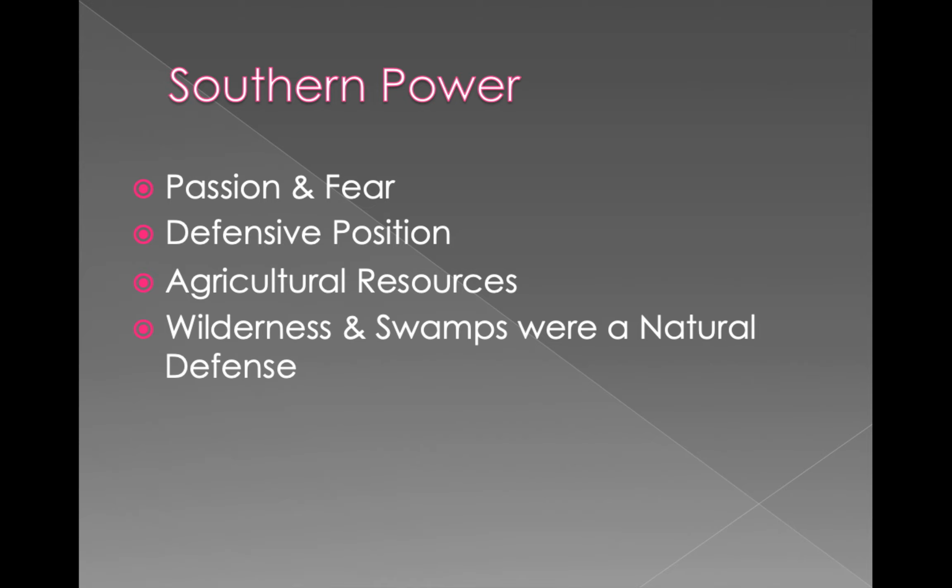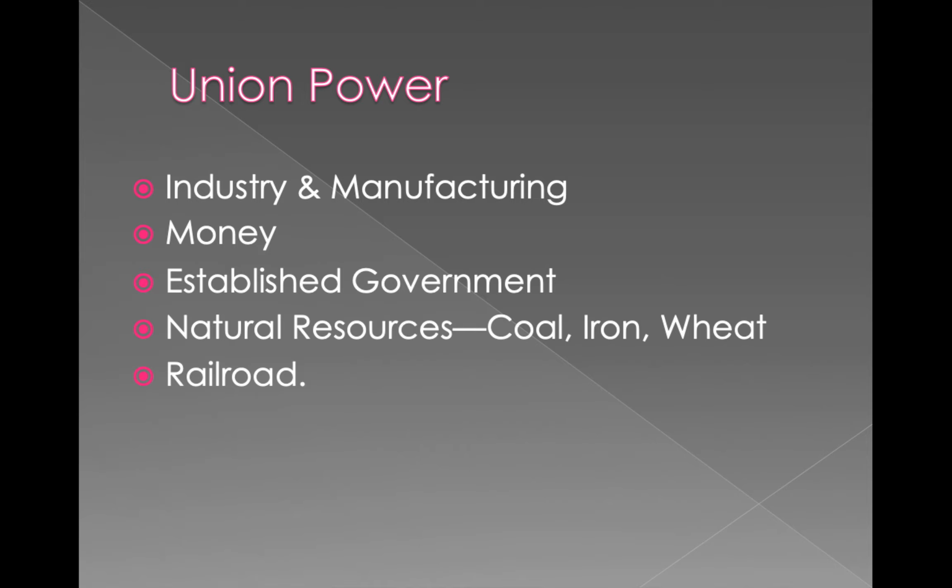Okay, the follow-up question then, a similar vein, would be, what is the strengths of the North as they enter into the Civil War? Of course, that is industry and manufacturing. They already have money. They're not having to print new money. They already have an established government, unlike the Confederacy, who's having to fight a war, print money, grow their economy, and establish a government all at the same time. That's very difficult to do. So the Union has that upper hand.